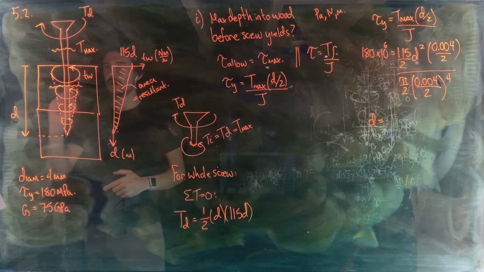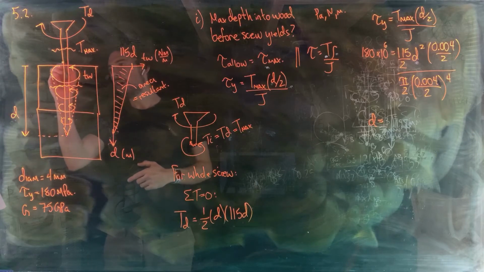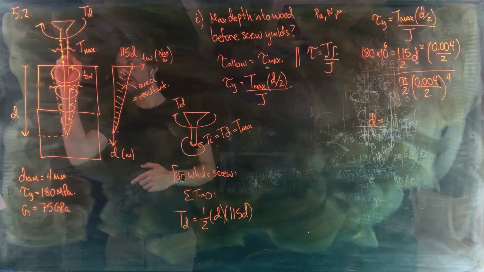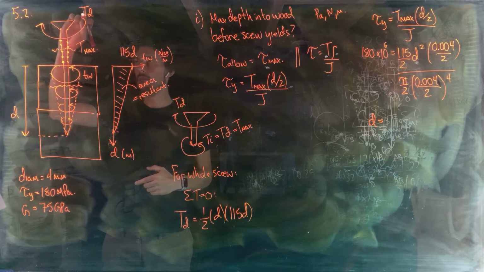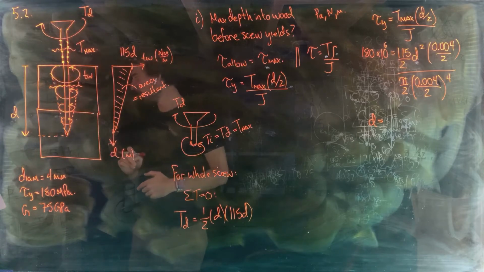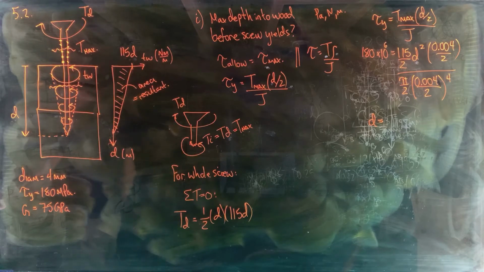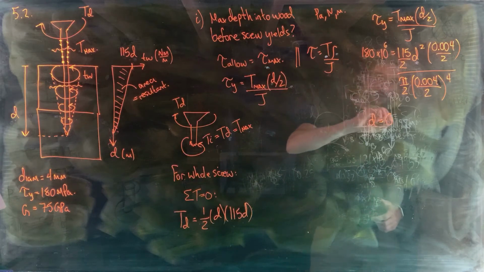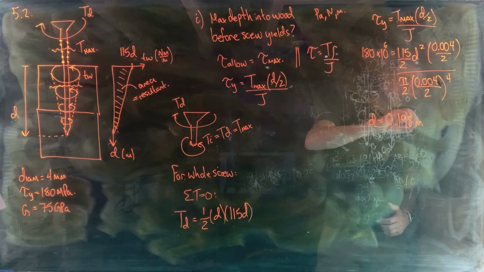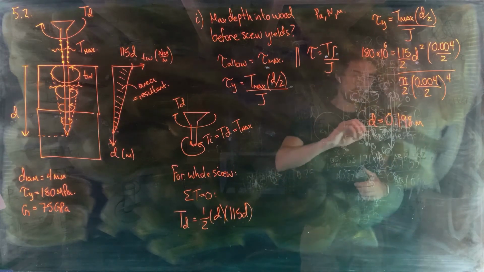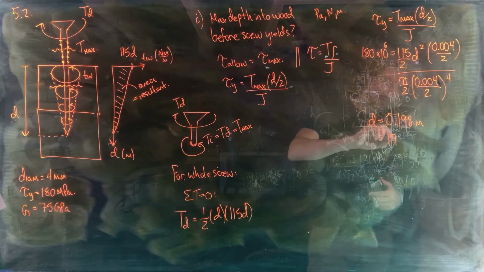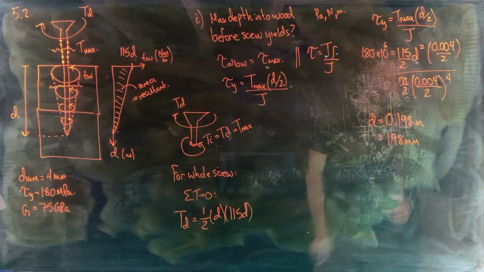starts to yield, right? Where would it yield? It would yield on the outside of the screw, anywhere in between the surface of the wood and where the torque from the drill is being applied. Those are the points that are under maximum stress. So what did I get when I did that? I got 198 millimeters. You get 0.198 meters from this equation because it's coming out in units of meters. So this is 198 millimeters.